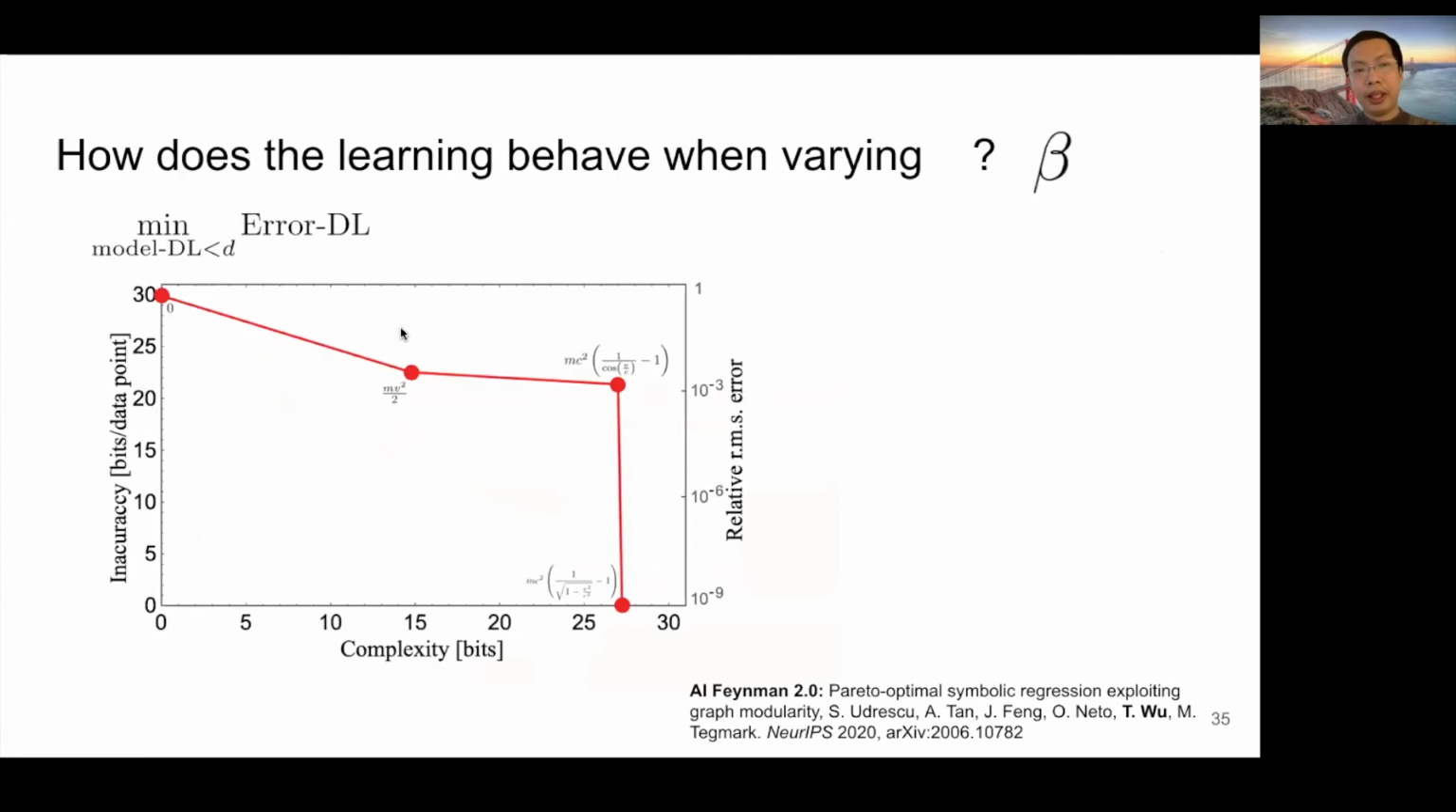And also, in our recent work in AI Feynman 2, we try to discover these physical laws of relativity. And we find that when we tune this trade-off between complexity and prediction of this operator frontier, if we limit the complexity, we will discover Newton's law. And then if we enlarge the complexity, we can discover the actual relativity equation.